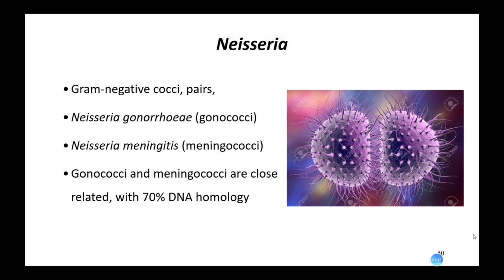And we'll learn two different species. One is Neisseria gonorrhoeae, or for short, we call them gonococci, the general name. Neisseria meningitidis, as we call them meningococci. And these two species, gonococci and meningococci, are closely related, and over 70% of their DNA is the same, homologous.